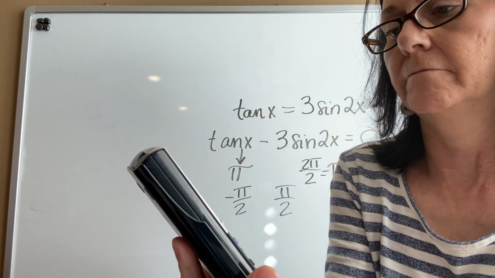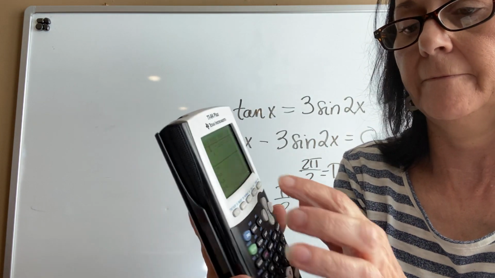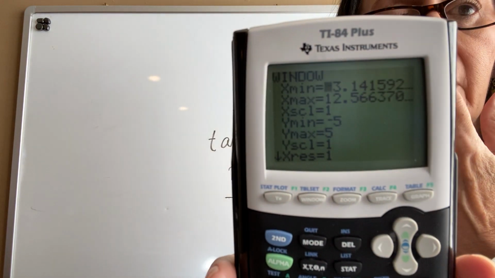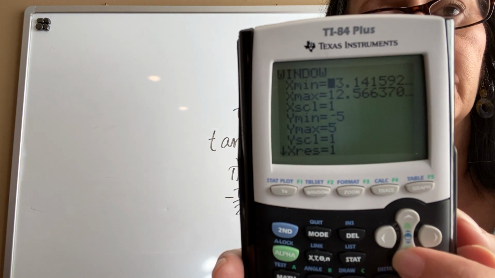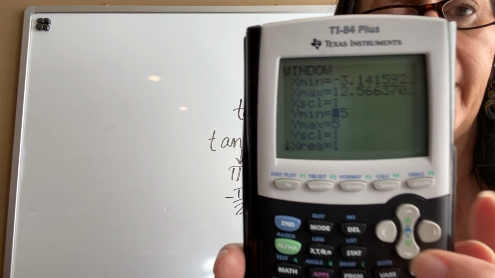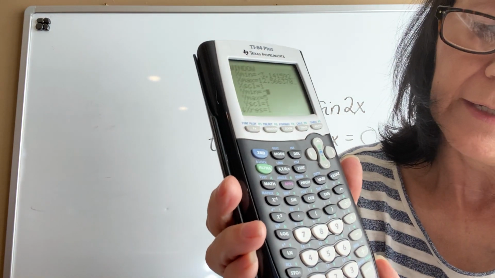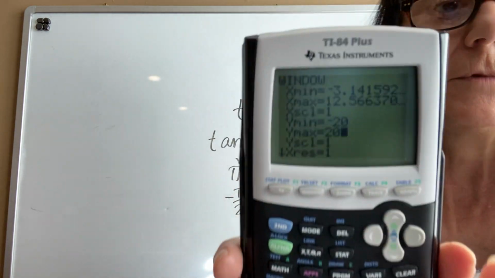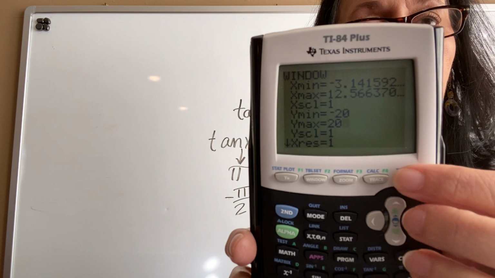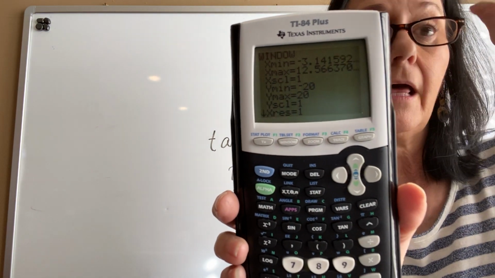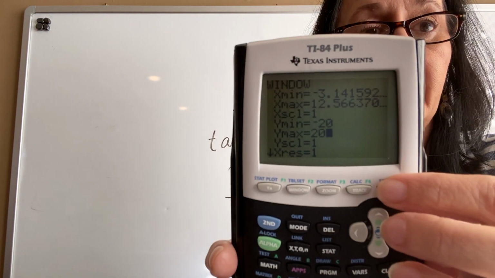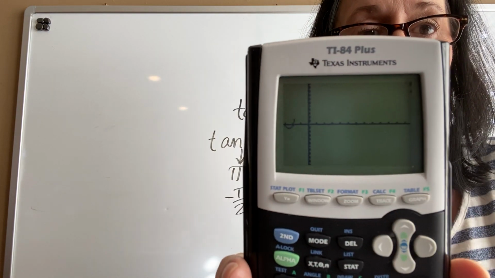All right, making sure I put that in right. And my window looks like that. Because the tan goes way up, I'm going to change my y to maybe negative 20 to positive 20, just so I can see the whole curve. Remember, the tan, unlike the sine and cosine, goes to positive infinity and negative infinity. All right, so we'll graph it to see.